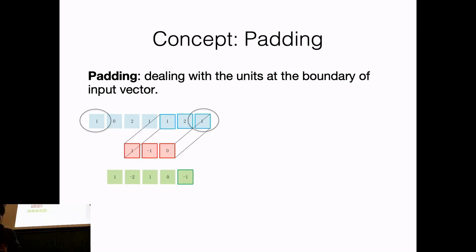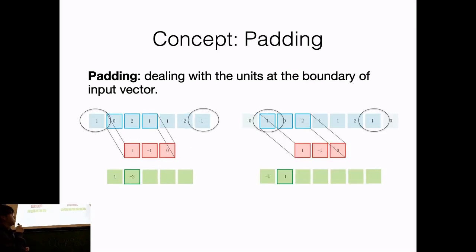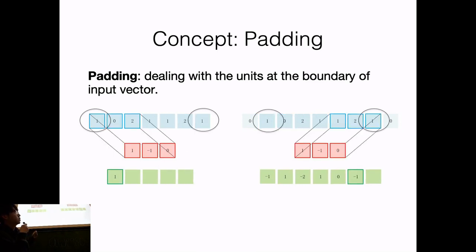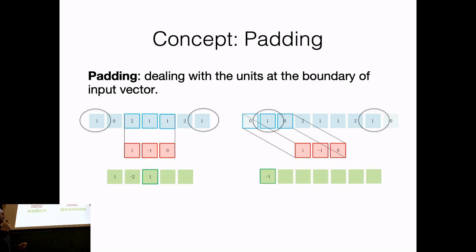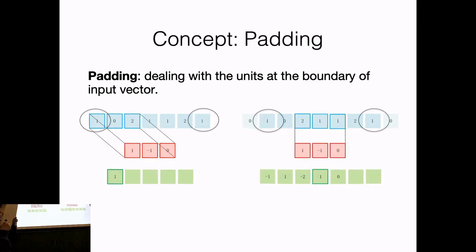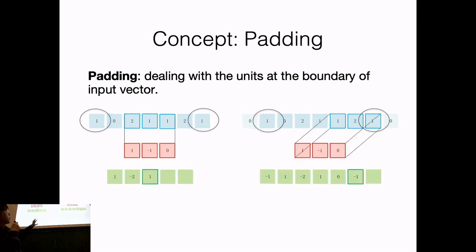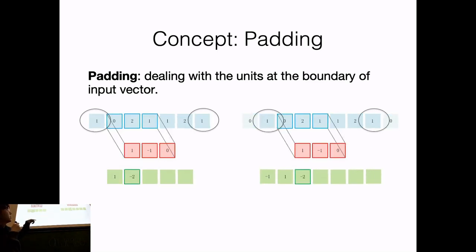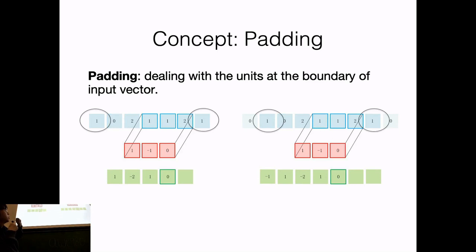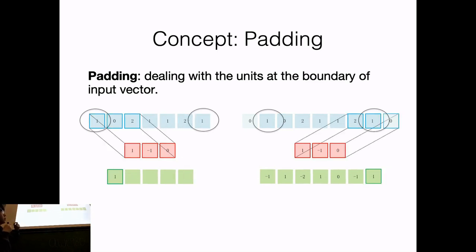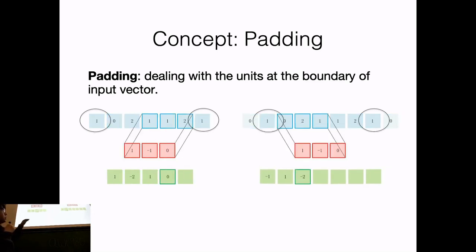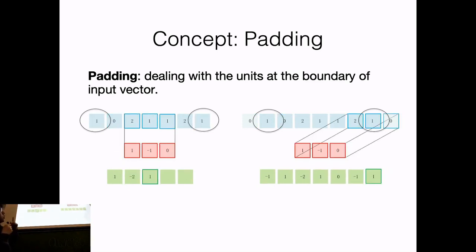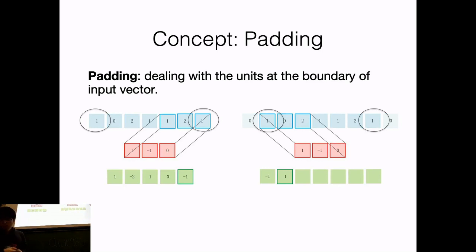There is a very easy solution, that is to use the padding technique. We just introduce some extra elements to the input vector, such as zero padding, which adds 0 at the beginning and the end of the vector. Then we conduct the same convolutional operation. You will find the output length is equal to the input length.